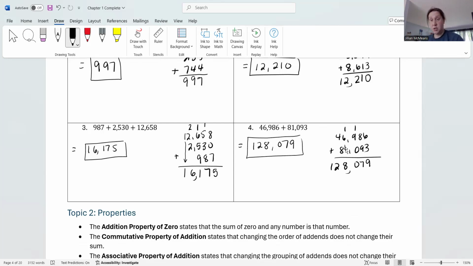Make sure you could do questions like this by hand without a calculator. There's a time and a place for a calculator. Something basic like this is not it, okay? So make sure you can do this by hand.